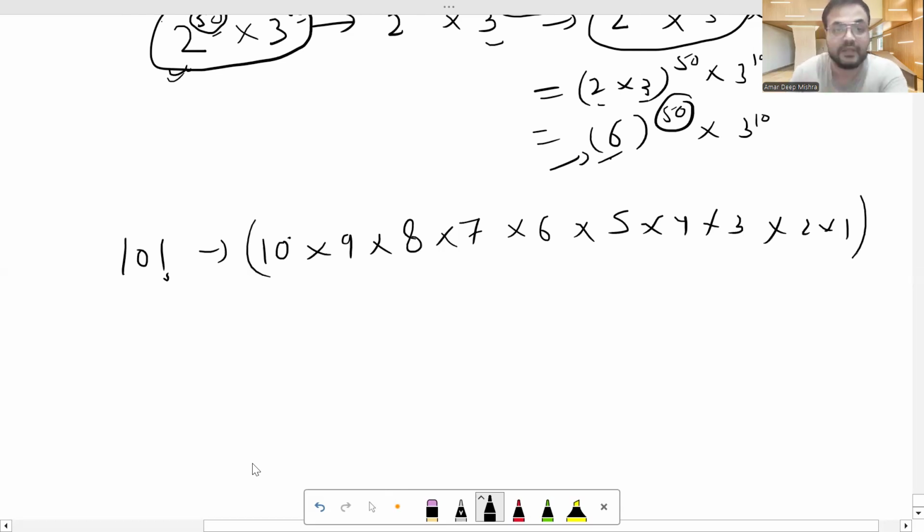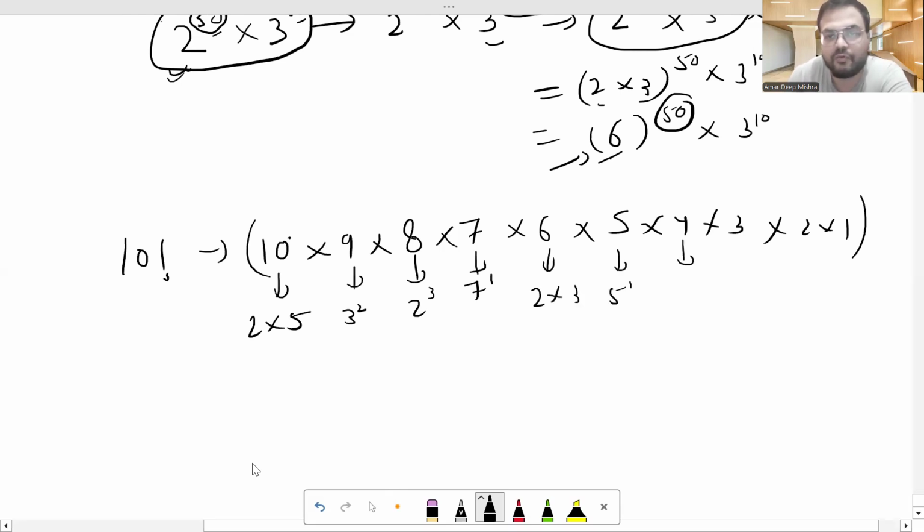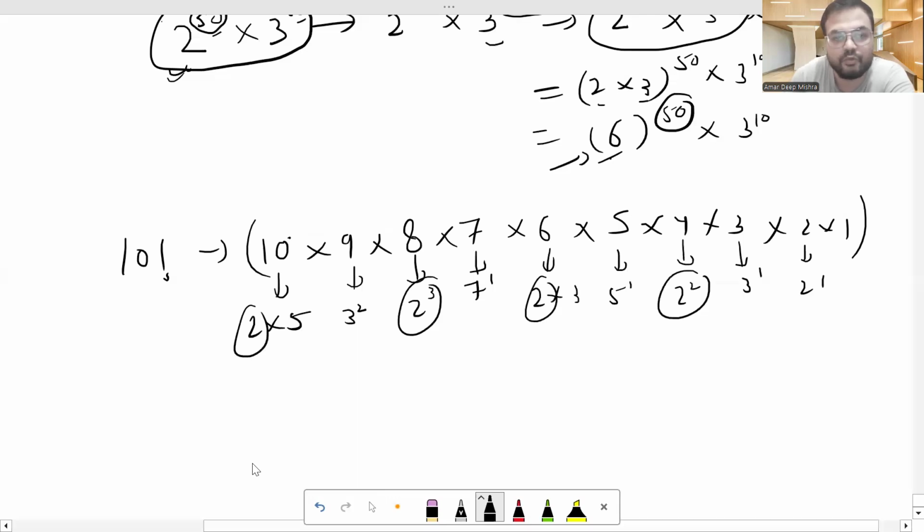Now understand here. In this factorial, how many 2's did you have? 10 is what? 10 is 2 into 5. 9 is your 3 square. 8 is your 2 cube. 7 is 7 power 1 only. And 6 is 2 into 3. This 5 is 5 power 1. This 4 is 2 square. This 3 is 3 power 1. This 2 is 2 power 1. So how many 2's do you have? 1, 2, 3, 4, 5, 6, 7, 8. So 2 power 8 means 8 2's you have.